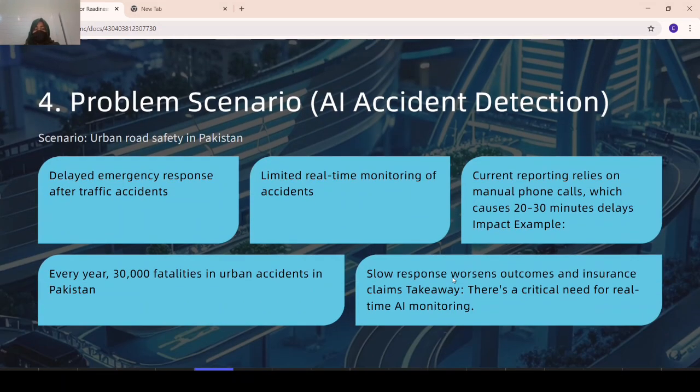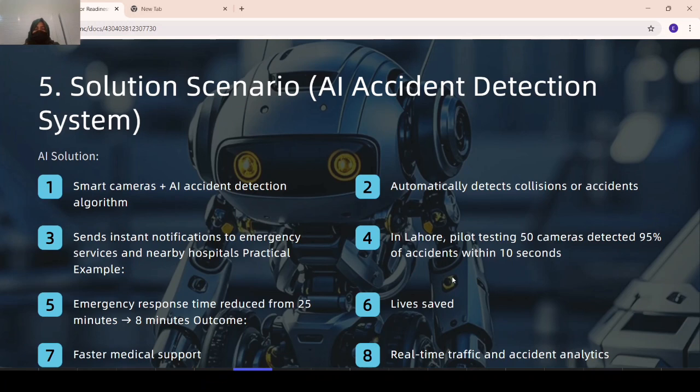First of all, we saw the problem scenarios inside it: delayed emergency response, limited real-time assessment, and current reporting relies on manual calls, with delay causing health risk. Now the solution to that problem statement is through AI: smart cameras plus AI accident detection algorithms. It detects collisions or accidents automatically without manual effort, and sends instant notifications instead of relying on long and delayed calls, just like we have seen in the examples here.